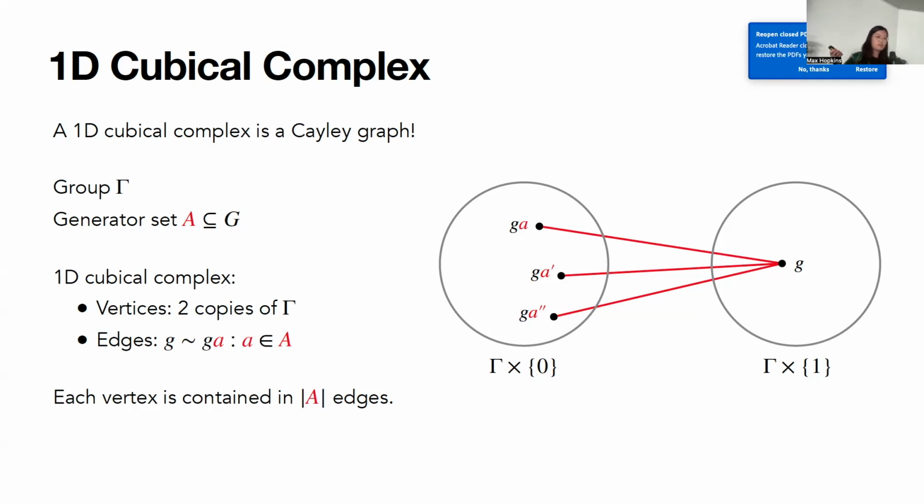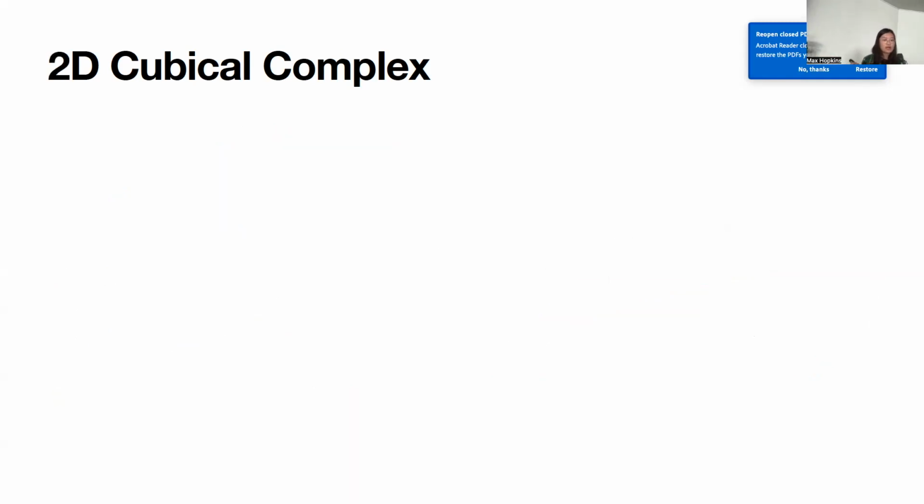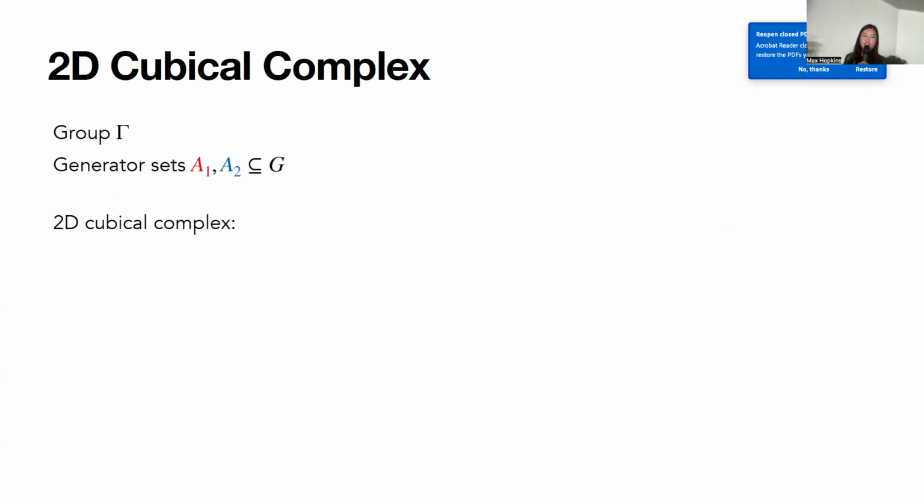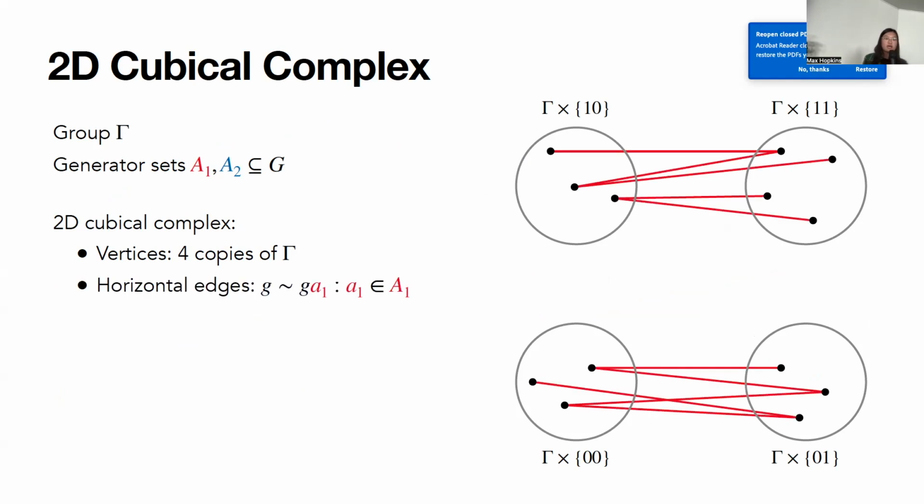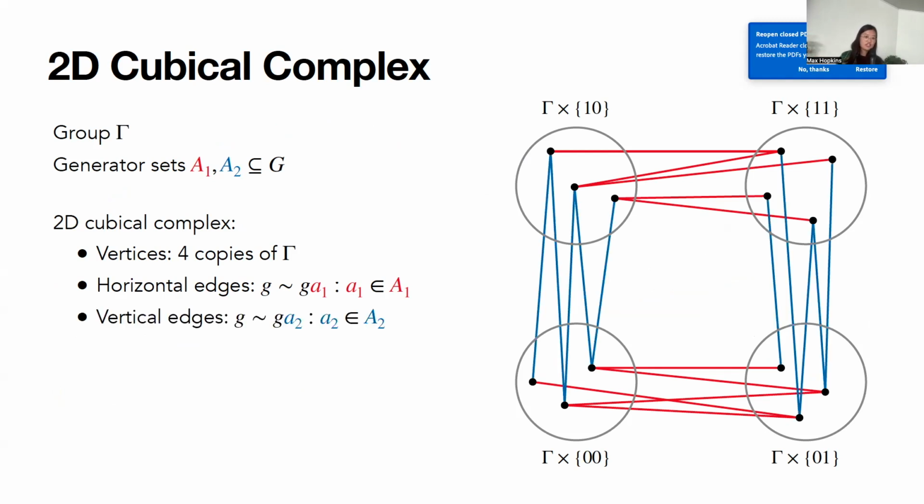Okay, let's move on to higher dimensions, 2 dimensions. So here we're going to have the same group gamma, 2 different generator sets, A1 and A2. The 2D cubical complex is going to be defined on 4 copies of the group gamma as vertices. In the horizontal direction, we're going to place edges corresponding to A1. In the vertical direction, we're going to place edges corresponding to generators in A2. So both the horizontal direction and the vertical direction are going to be Cayley graphs.